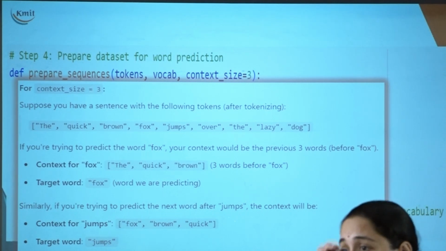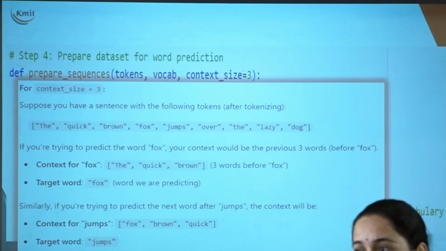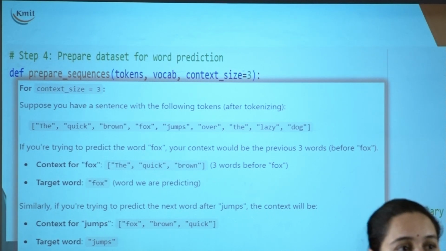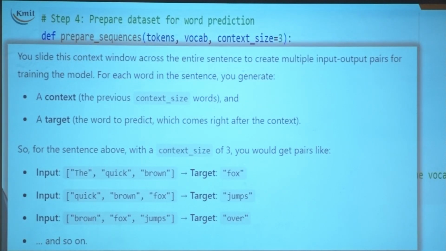Fox, brown, quick. So the 3 words before your target are your context words. What you are predicting is your target word. Clear enough? Yeah. So now we are building our data set for this.